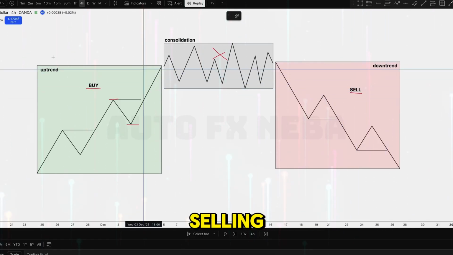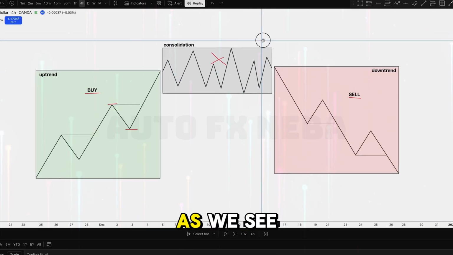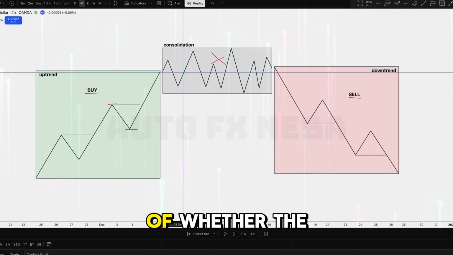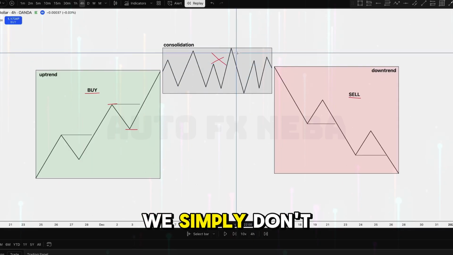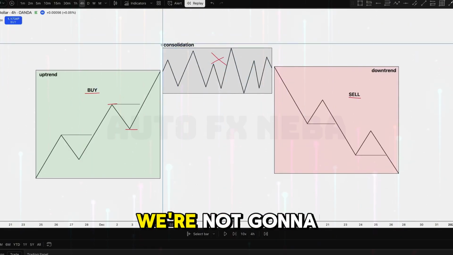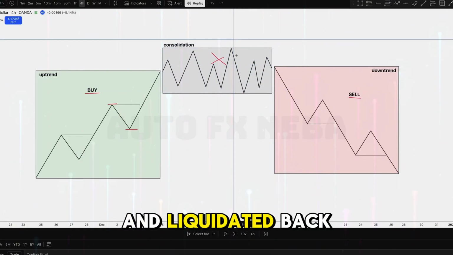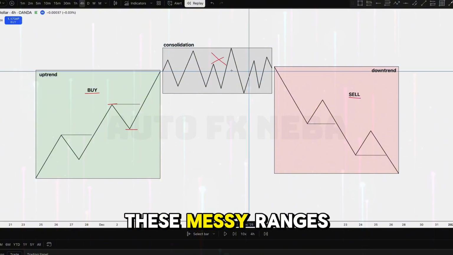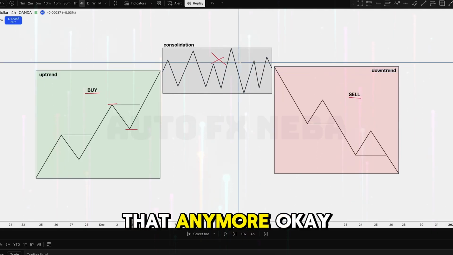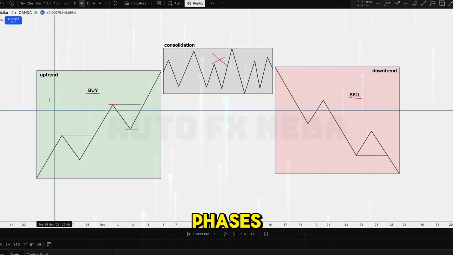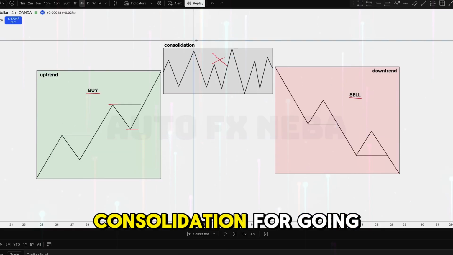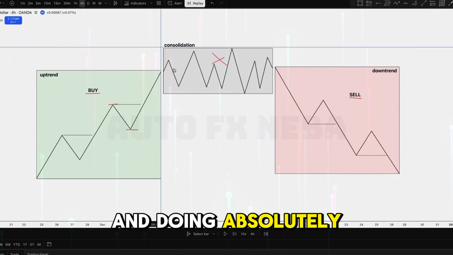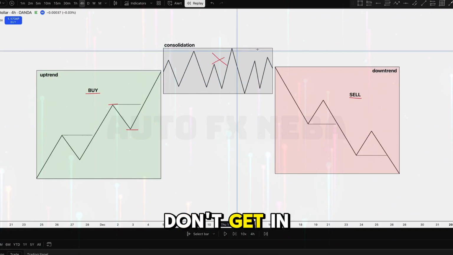So downtrends for selling, uptrends for buying, and consolidations, as we see, if we can't make clear sense of whether the market's going up or down, we simply don't take any positions. Therefore, we're not going to be getting chopped and liquidated back and forth. I'm sure you've probably experienced that at some point. If you just stop trading in these messy ranges, you don't have to worry about that anymore, okay? So these are the three core phases: uptrends for buying, downtrends for selling, consolidation for going and doing absolutely anything else. Don't get in these markets.